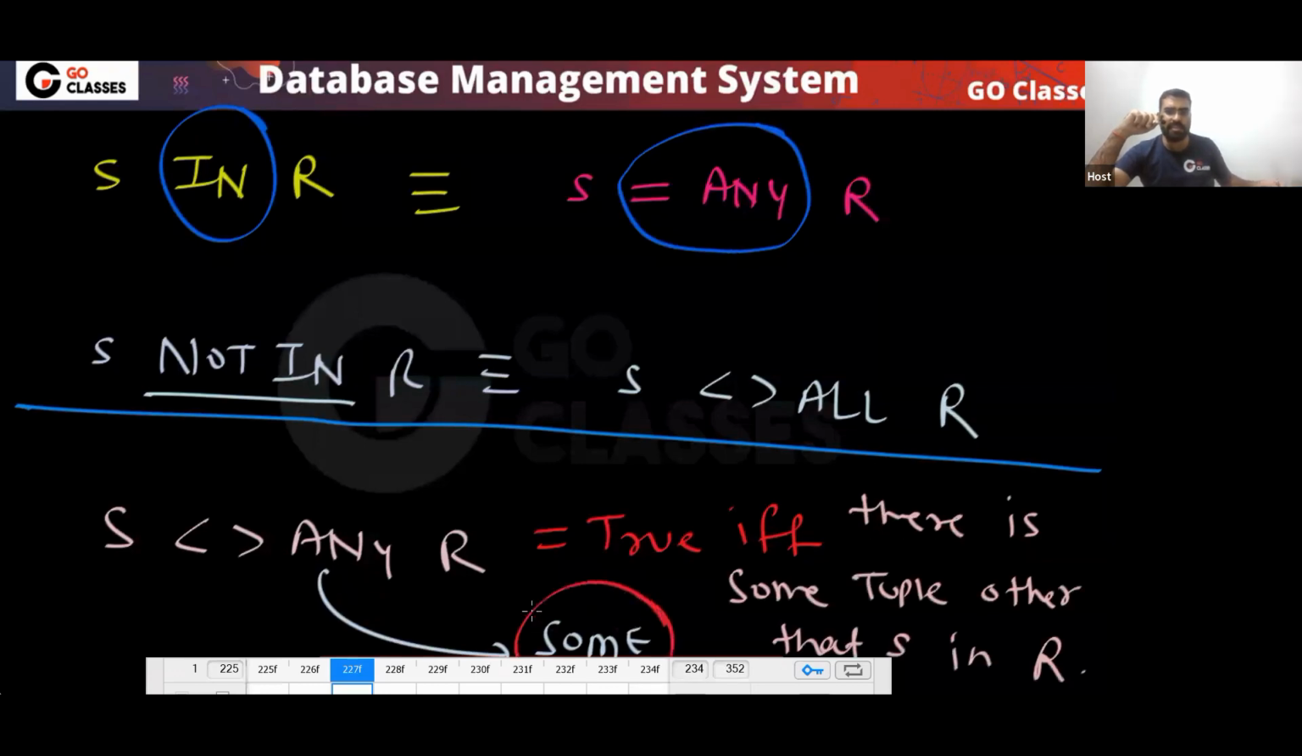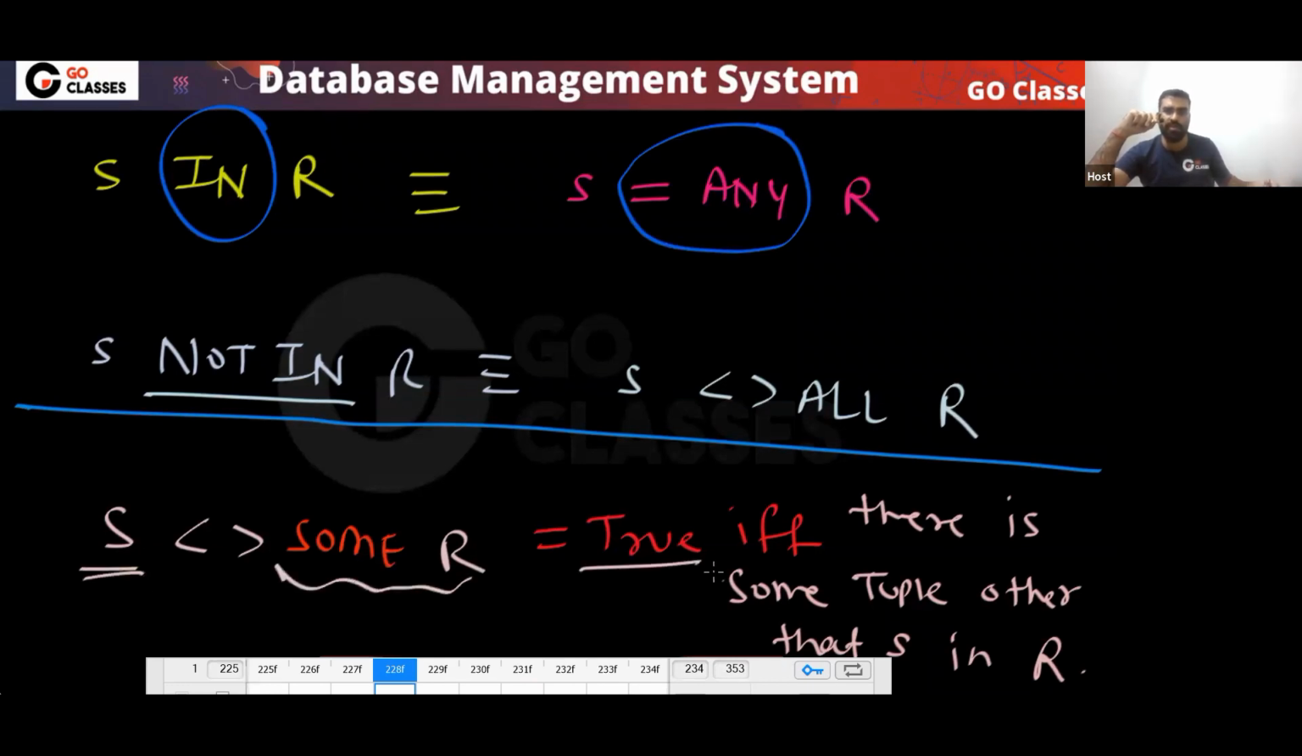Agree or not? See, any means some. This word will confuse you. So you put the word some instead of any. Now you tell me, S is not equal to some R, right? So this will be true if there is some tuple other than S in R, right? Correct? Agree or not? Is this clear to everyone?